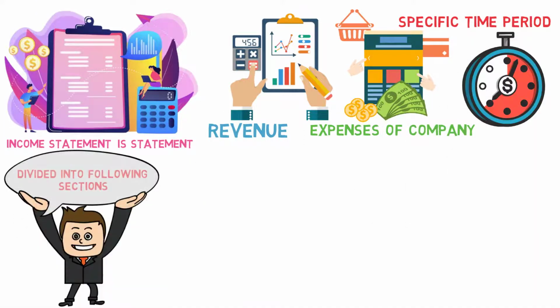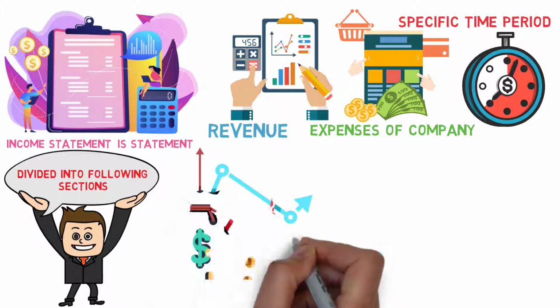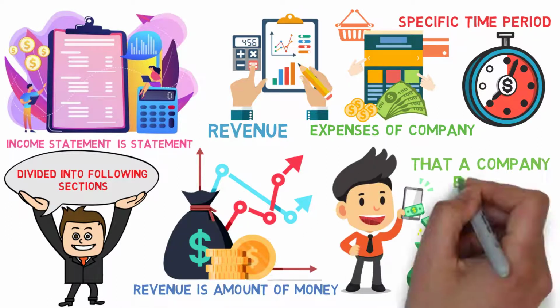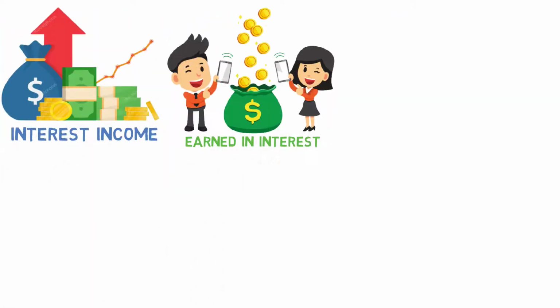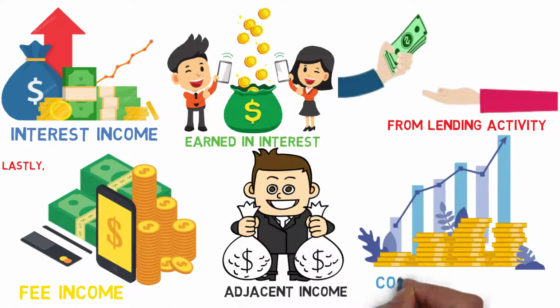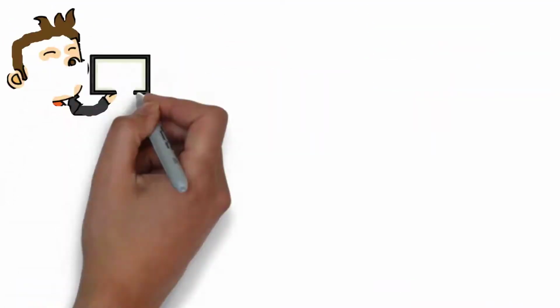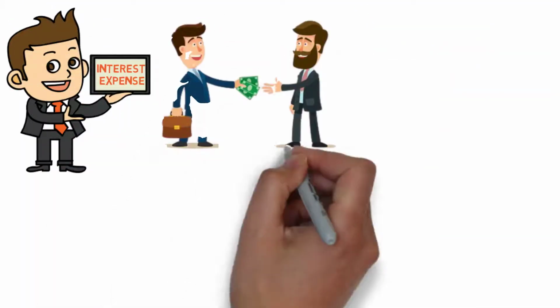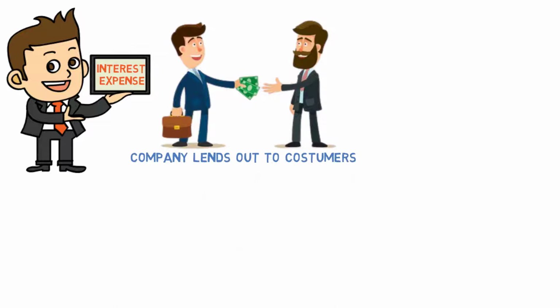It is further divided into the following sections. Revenue is the amount of money that the company earned, interest income is earned in interest from lending activity, and lastly, fee income, which you can say is adjacent income, counted in revenue. Next section is interest expense, that the company lends out to its customers.